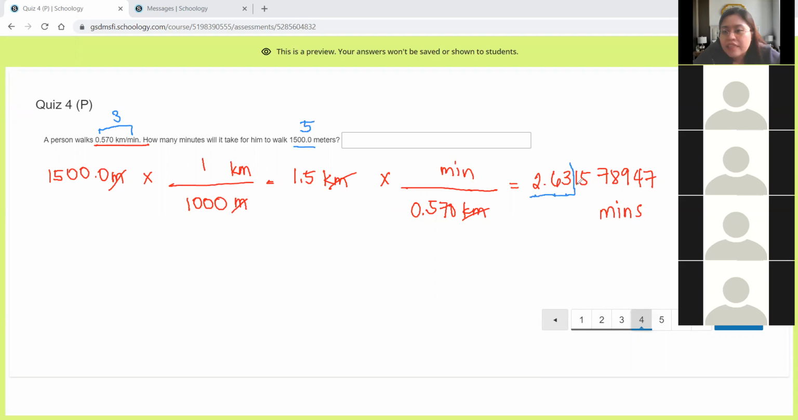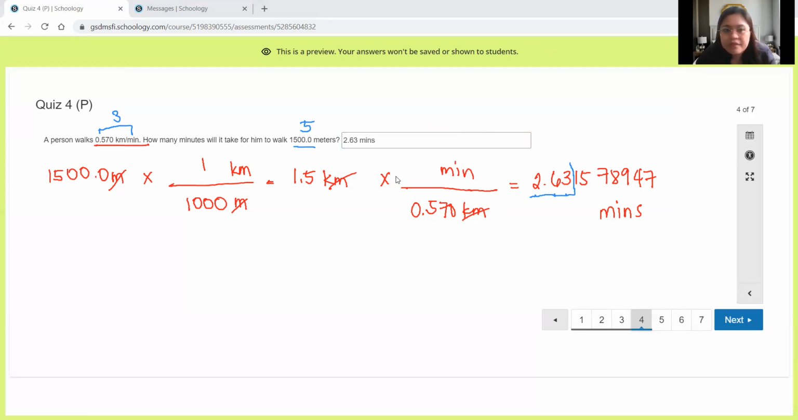And if you look at the next digit, it's 1. So no need to add 1 to the 3. It stays as is, which means the correct answer here is 2.63 minutes. You can either write the unit or just the number. Okay, your answer is correct, but it was marked wrong in Schoology. Take note of that, we will check it later when we go through the Rationale.